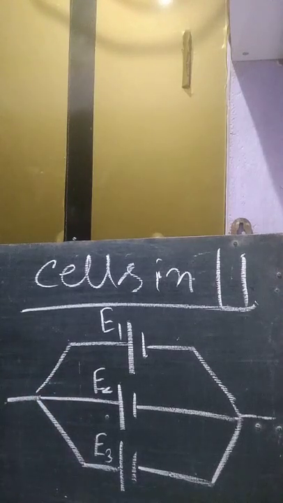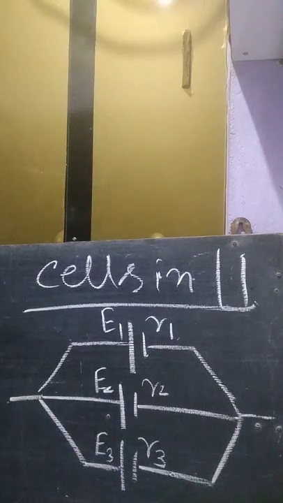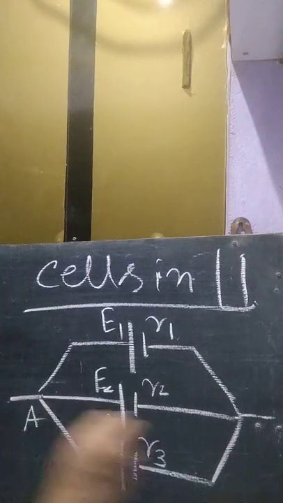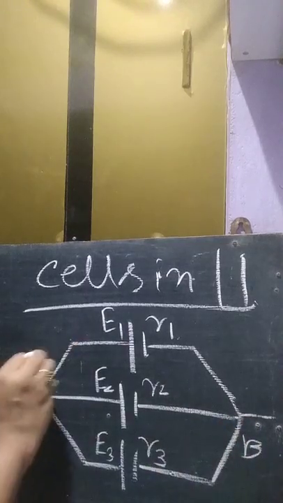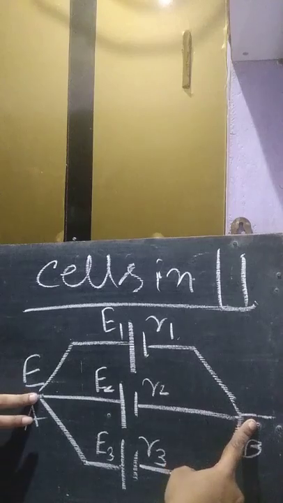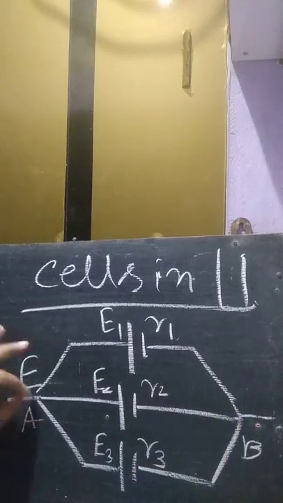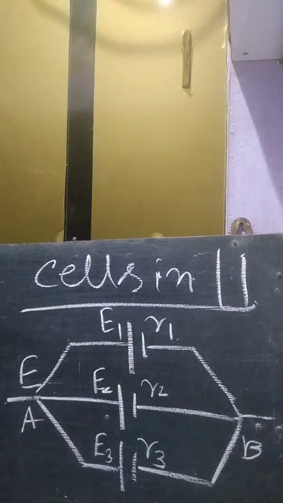Okay. Now I consider the internal resistances: this is R1, this is R2 and this is R3. This is the internal resistance. If the points are A and B, the potential difference between A and B is considered as E, and it is being divided across these branches.